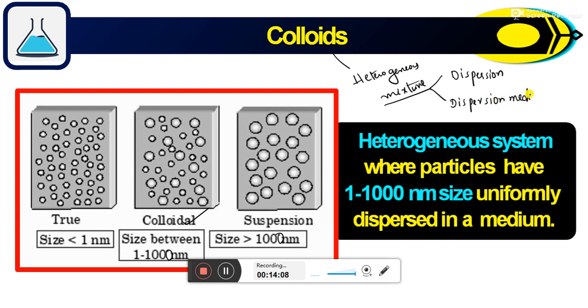Dispersion medium. Okay, no? Dispersion medium is the larger quantity. Dispersion phase, dispersion means the smaller phase. Dispersion phase, smaller quantity. Okay, no? Let's see more details about this one.